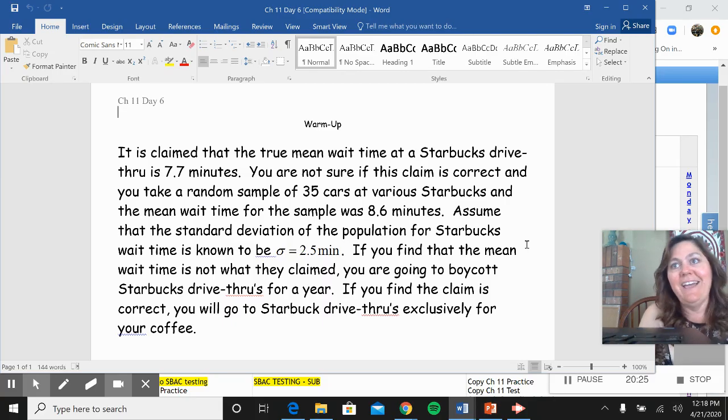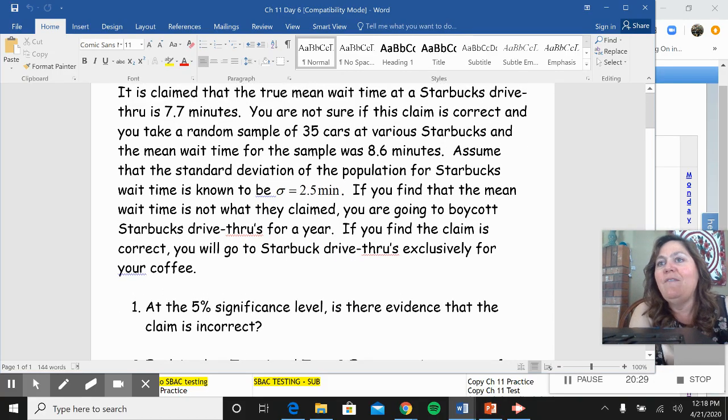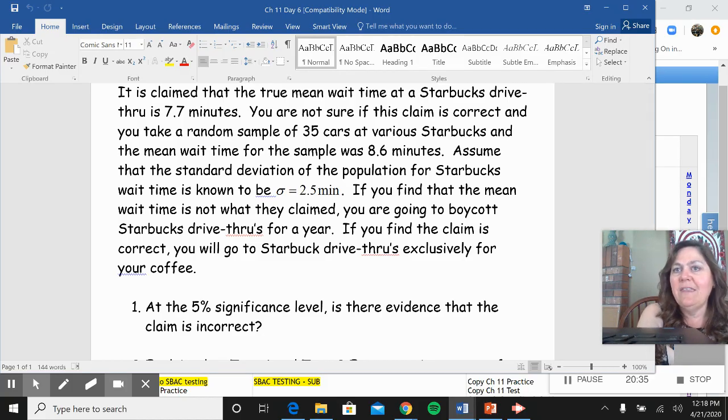Okay? So what it asks you to do next is at a 5% significance level, is there evidence that the claim is incorrect? Okay, so you're going to run a significance test on this data first and answer this question and put that in Edpuzzle, and then we're going to come back and talk about the type 1 and type 2 errors of it.